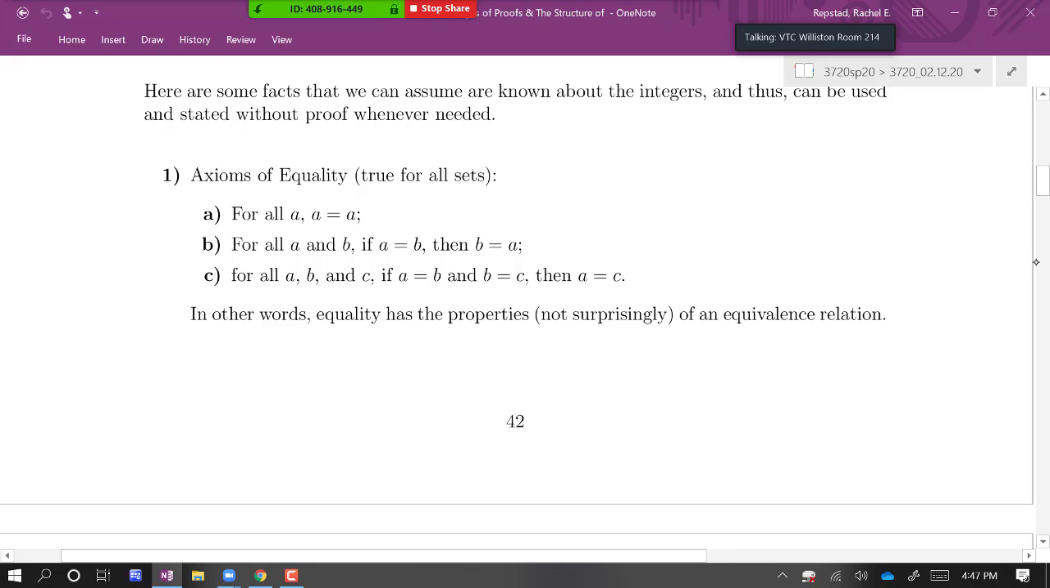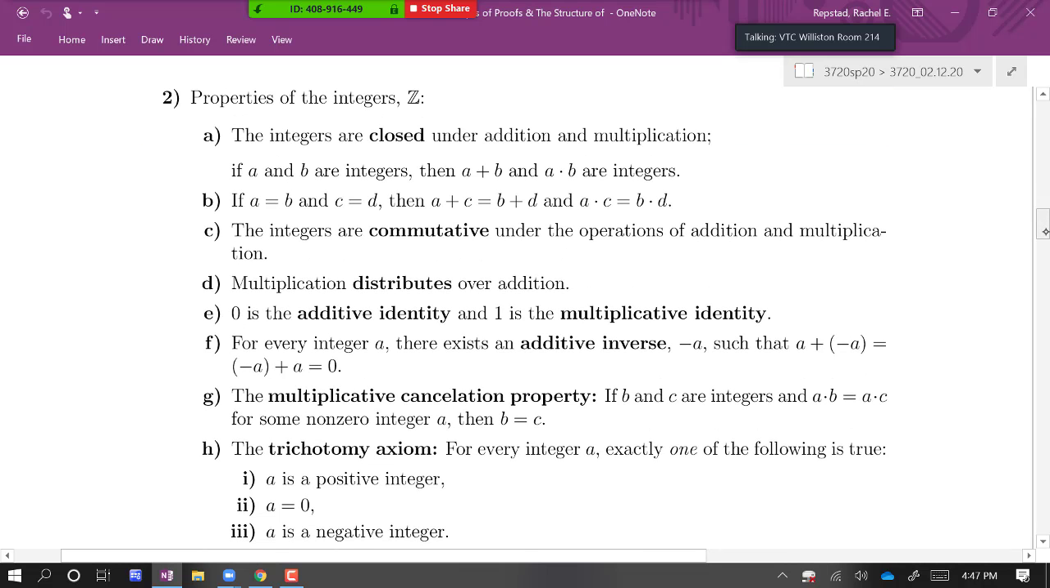As we're writing proofs, sometimes there can be confusion about what I can assume that I know and what needs to be shown. So I'm going to start by stating a bunch of things that we get to assume are true, things that we already know and love about the integers. Axioms of equality, this is true for all sets, not just the integers. The axioms of equality are just that equals is an equivalence relation. Everything's equal to itself. If A is equal to B, then B is equal to A, and of course the transitive property.